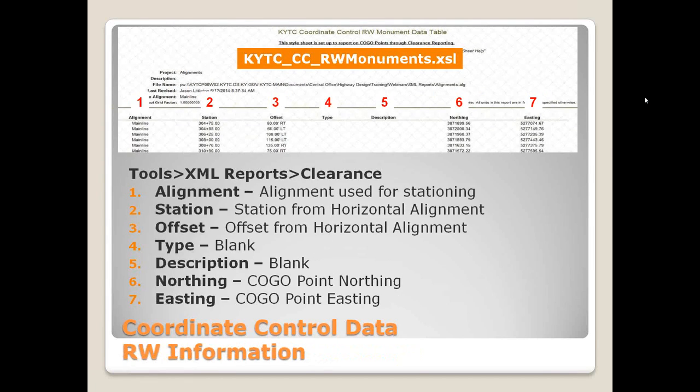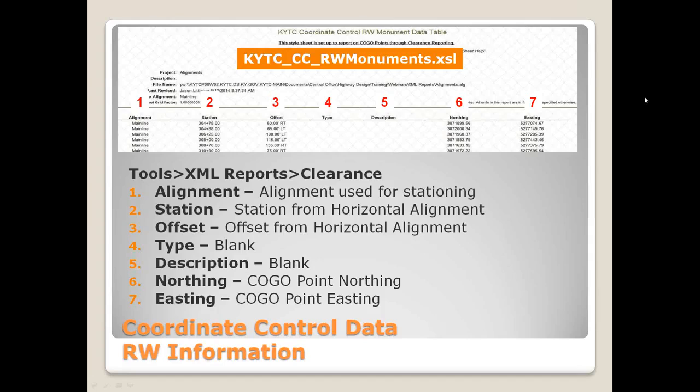The third one is the KYTC CC right-of-way monuments. And we're supposed to be reporting our right-of-way monument information as well. The first two tables were set up identical. It's just one was using geometry, one was using clearance reports. This right-of-way monuments table is a little bit different, but it still uses COGO points. So you get to it the same place, Tools, XML Reports, Clearance.